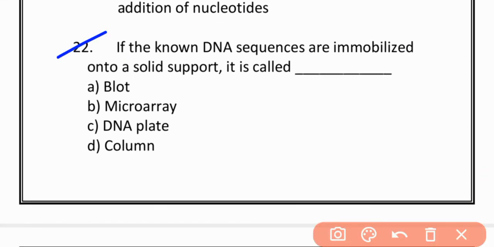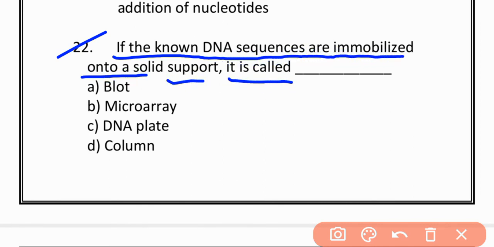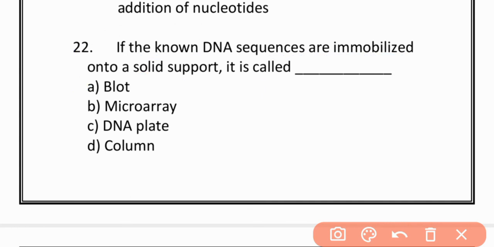MCQs number 22. If the known DNA sequences are immobilized onto a solid support, it is called blot, microarray, DNA plate, column. The correct option is option B. It is called macroarray.